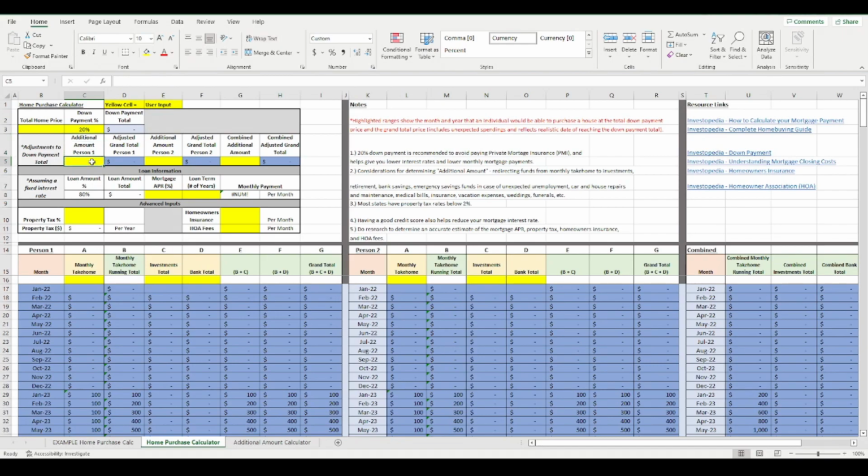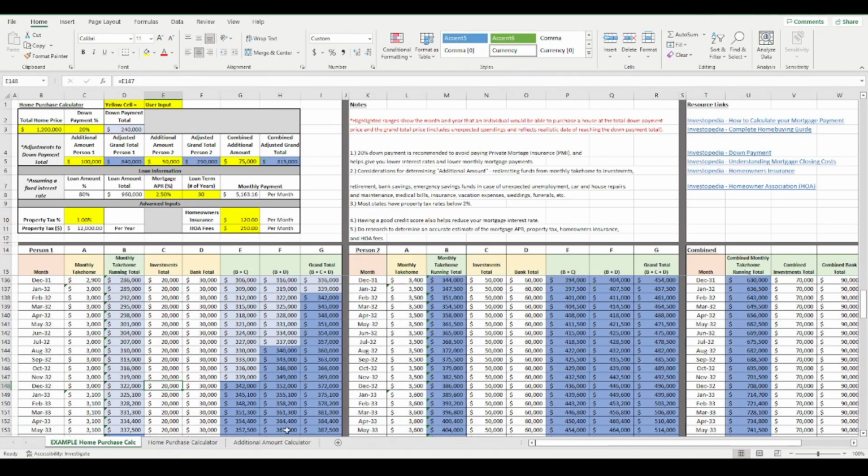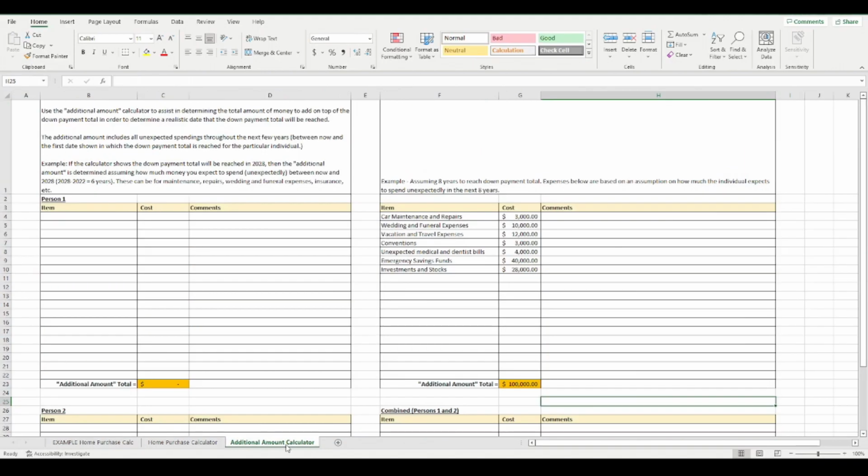The down payment total is highlighted light blue, and the adjusted grand total, which includes the additional amount, is highlighted dark blue. The additional amount can be inputted for person 1, person 2, and for both people combined. The blue highlighted colors will make more sense as we continue through the spreadsheet. I have included a separate tab to help you calculate the additional amount.